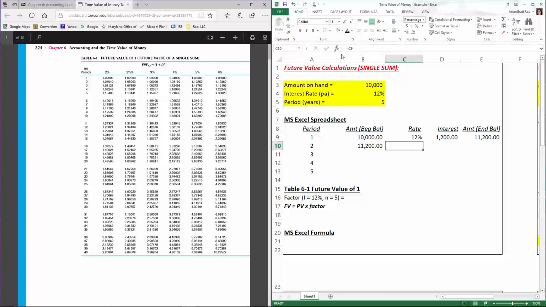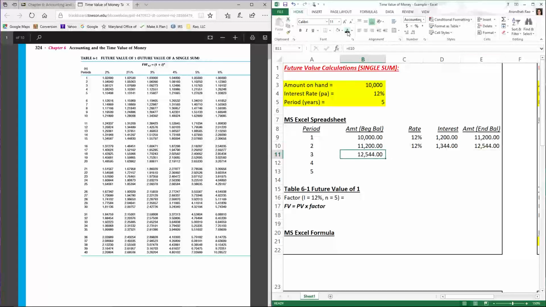Again, I earn 12% interest. I earn the 12% interest on the $11,200. So the second year I'm earning $1,344, leaving me with a balance of $12,544. Obviously, the same pattern is going to continue.